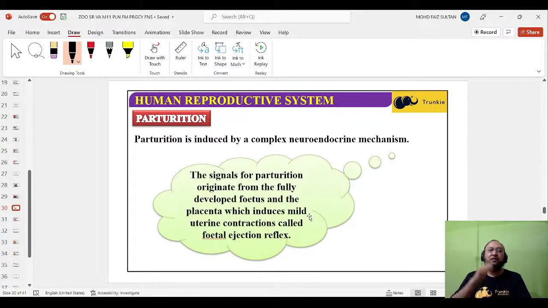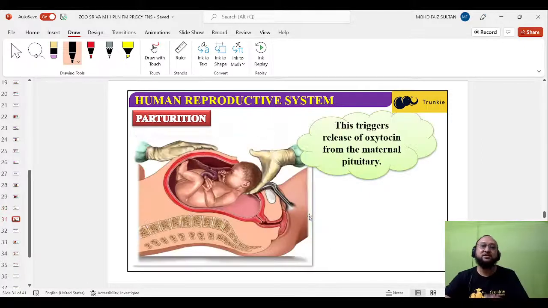The fully developed fetus and the placenta induce mild uterine contraction called the fetal ejection reflex. When the fetus is fully formed, it slightly contacts the placenta, and the placenta then induces mild uterine contraction. Then the labor pain starts, the rhythmic contraction of the uterine wall begins, and the fetus is pushed out of the body for delivery.